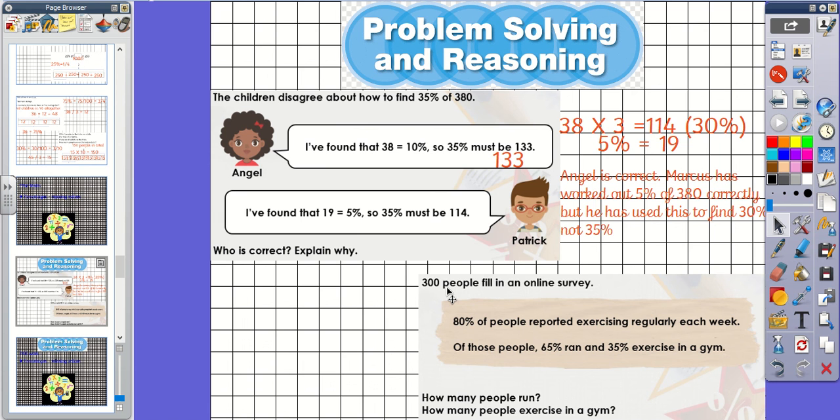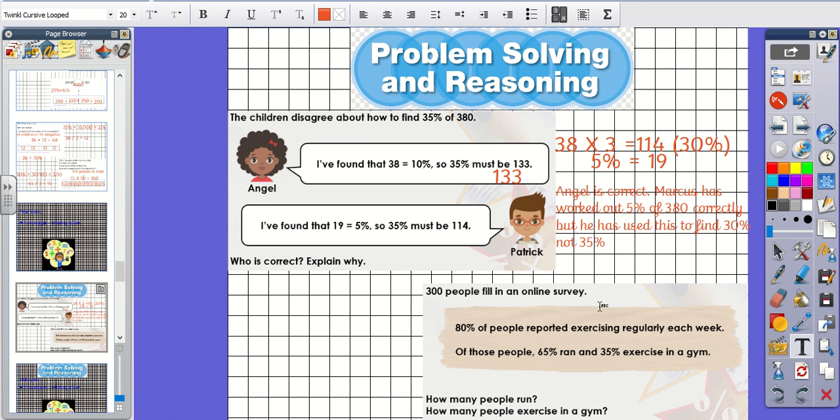300 people fill in an online survey. 80% of people reported exercising regularly each week. Of those people, 65% ran and 35% exercise in a gym. How many people run? How many people exercise in a gym? So lots of questions here. So let's find 80% of 300 before we do anything else.